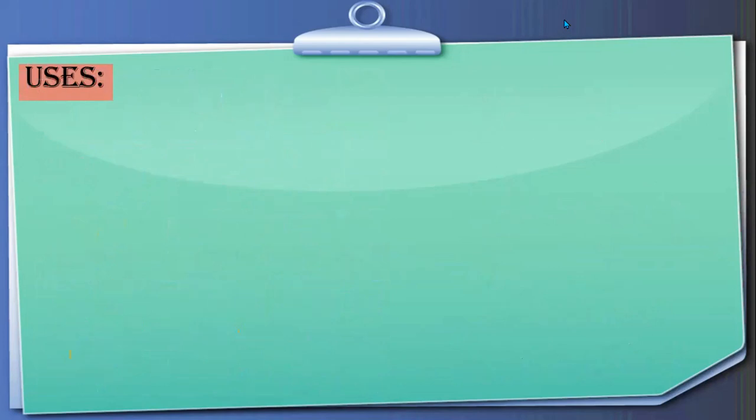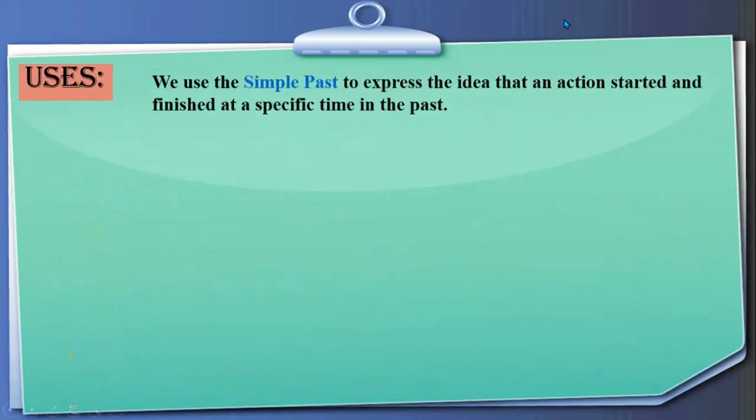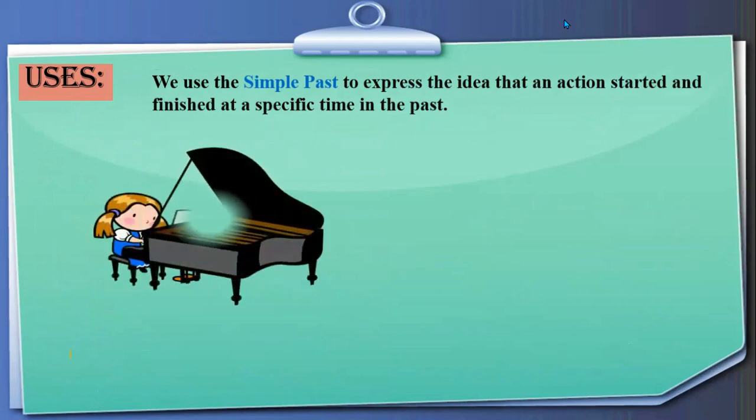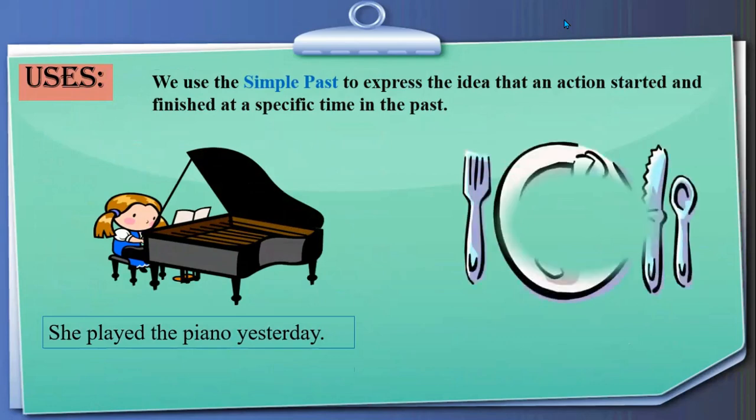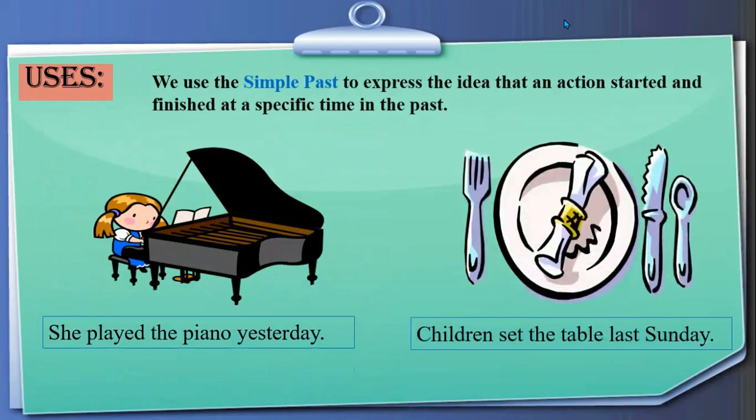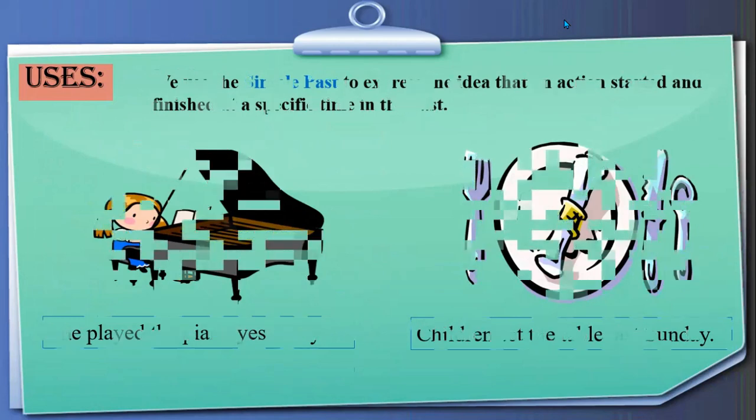Here we are going to talk about the uses. We use the simple past to express the idea that an action started and finished at a specific time in the past. As it is there in the picture, she played the piano yesterday. So we are talking about her, that she played the piano and it was yesterday. It was a specific time in the past. As it is there, children set the table last Sunday. So we are talking about last Sunday, that children set the table.